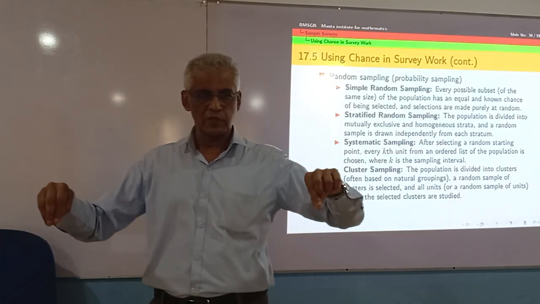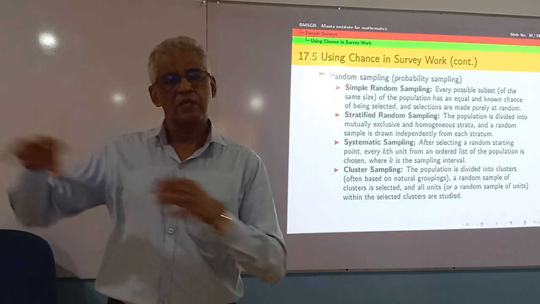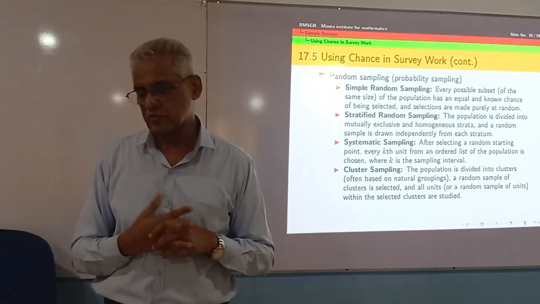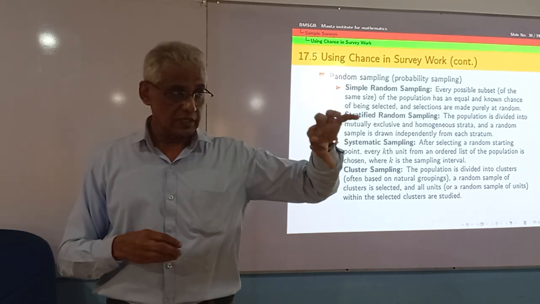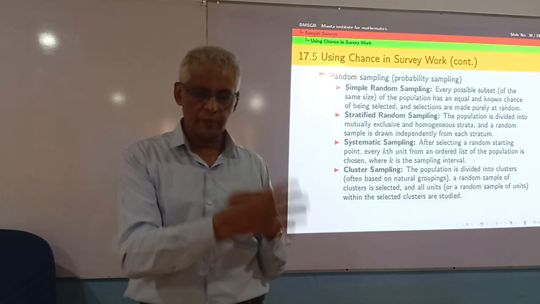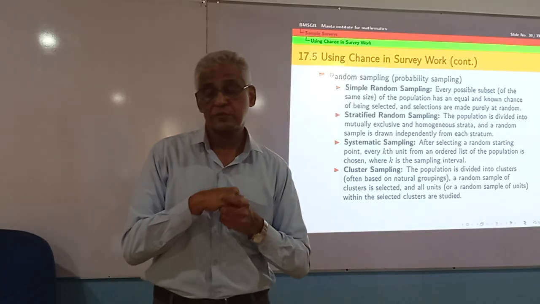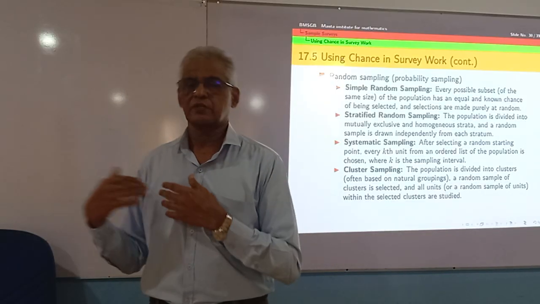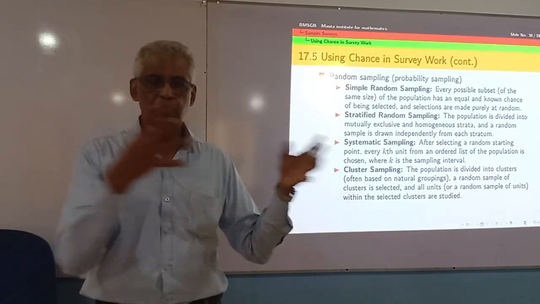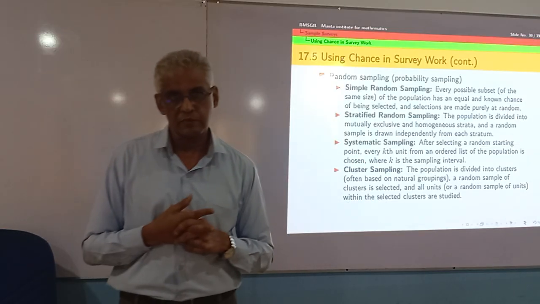We first divide the population into two strata. The singular word is stratum, the plural word is strata. We take a simple random sample from the male stratum, whatever the proportion we want, and we also get a simple random sample from the female stratum. In that case, we will have the same proportion of males and females as the population. That is called a stratified random sample.